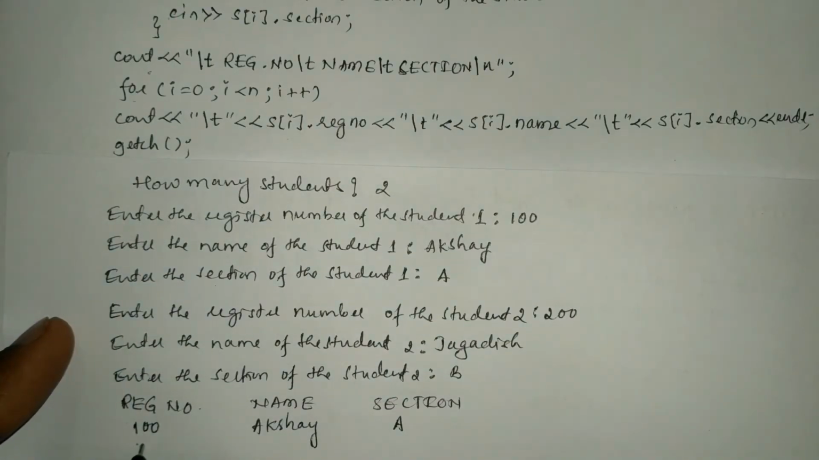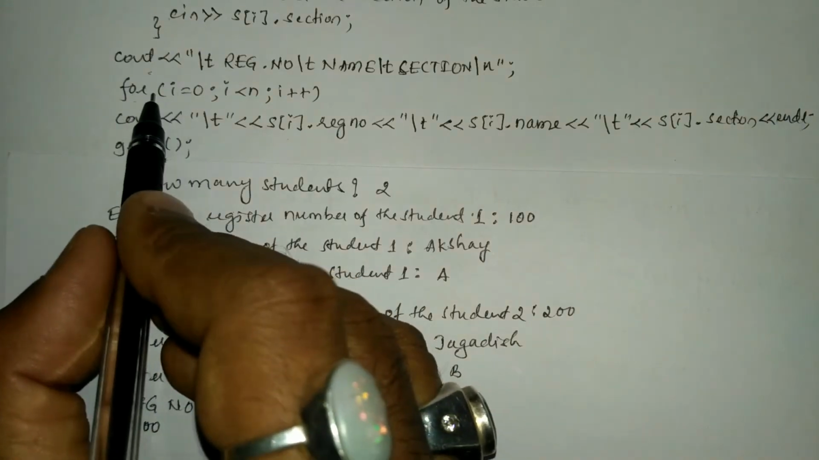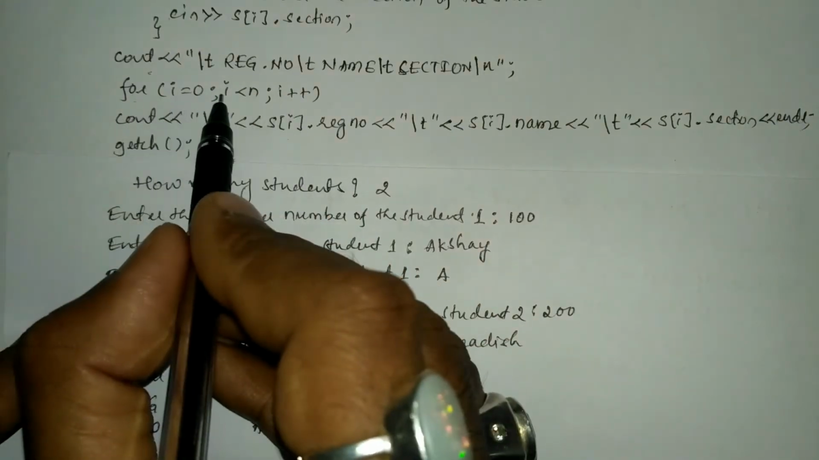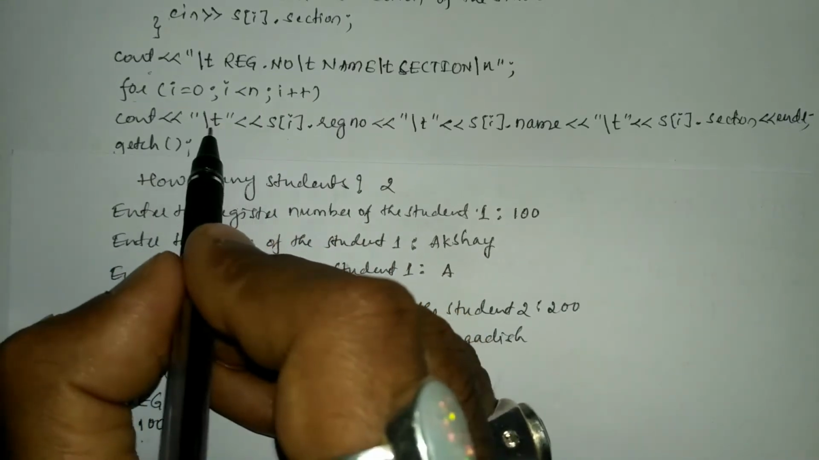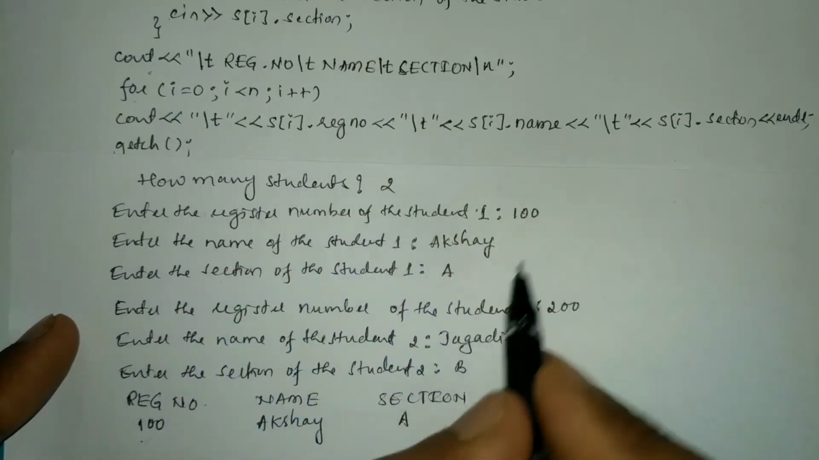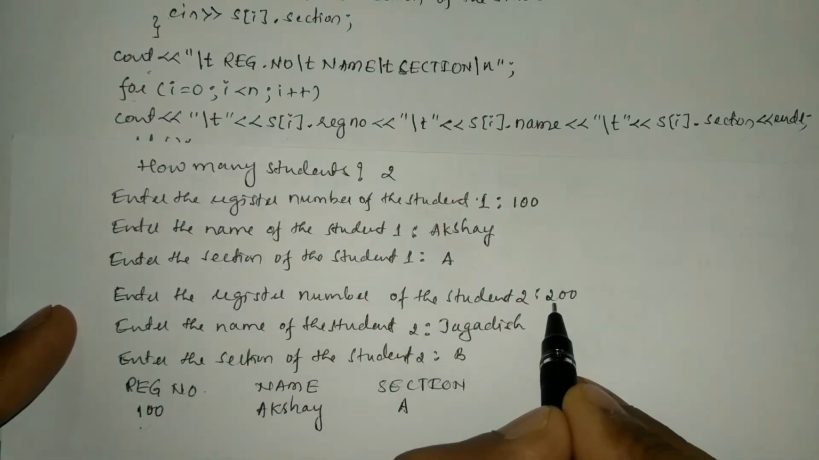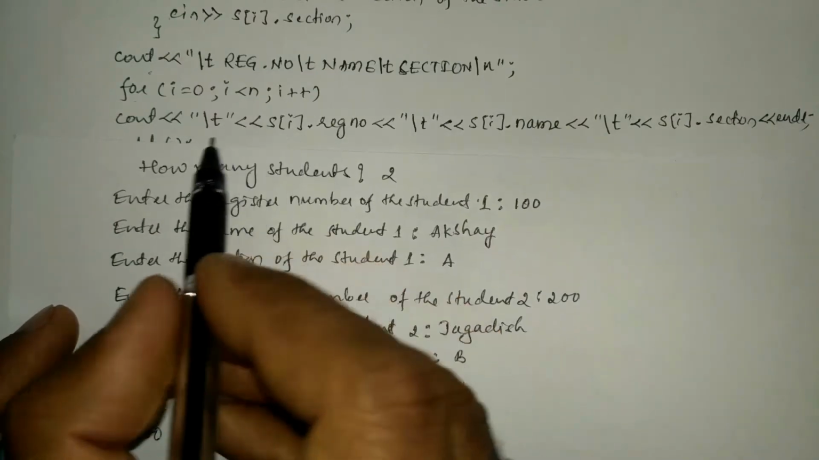So again the cursor will come over here on the register number by incrementing the value of I by 1. Now I value is 1. Is 1 less than 2? Yes, once again it is true. Then tab space, s of I, that is s of 1 dot register number. Register number of the second student is 200. So here it is going to print 200.